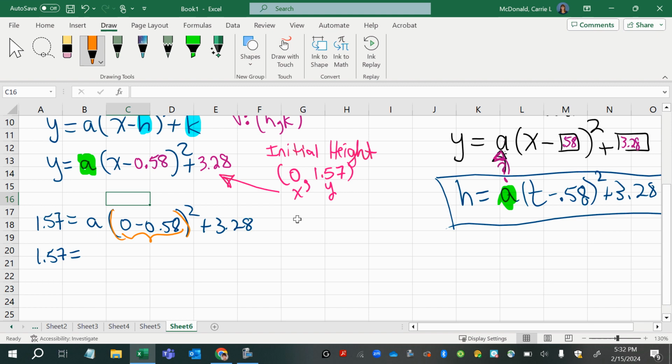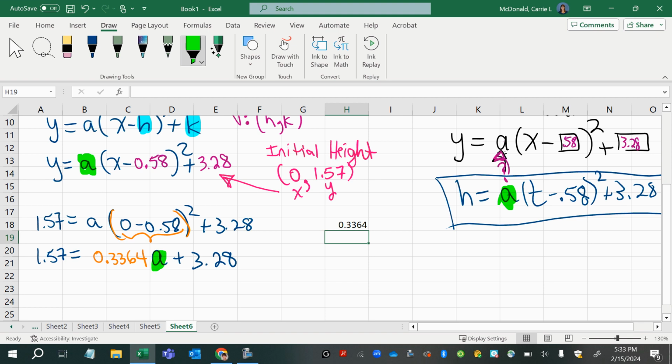So let's go ahead and calculate that on the side here. Negative 0.58 quantity squared is 0.3364. So now I can write on the right side of my equation 0.3364 times a plus 3.28. Okay, next let's solve for a, because we're still trying to get this isolated.